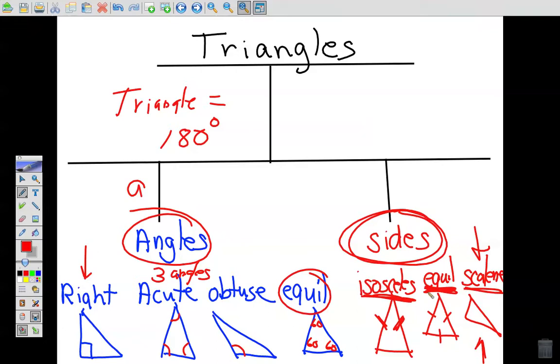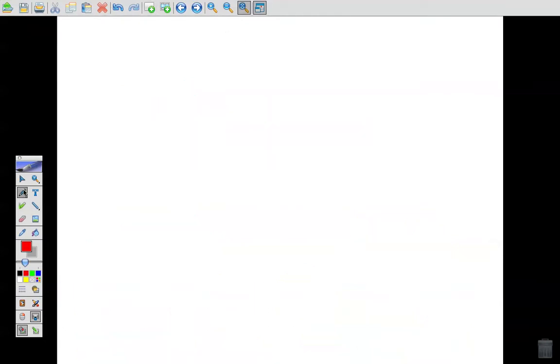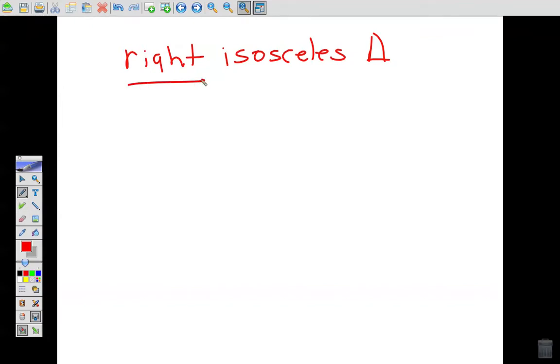Now, I could have a situation where, suppose I asked you to draw a right isosceles triangle. I'll use a symbol for triangle there. So, I've got to have a right angle in it, and I've got to have two equal sides. Well, one way you could do this, let's see, I'm going to just kind of eyeball this. I'm going to make my two equal sides. And then I have my perfect L shape.